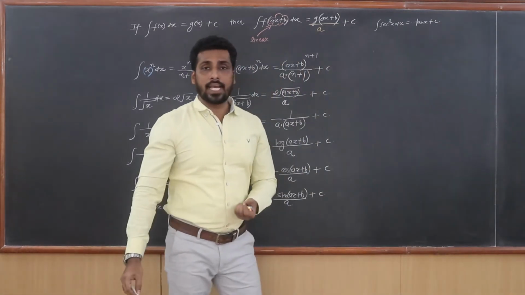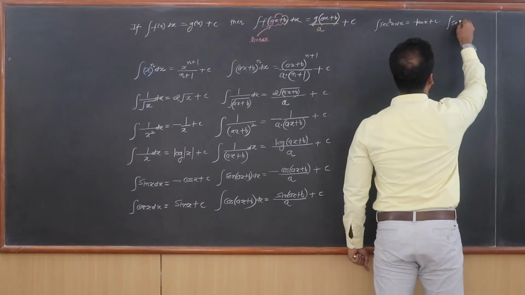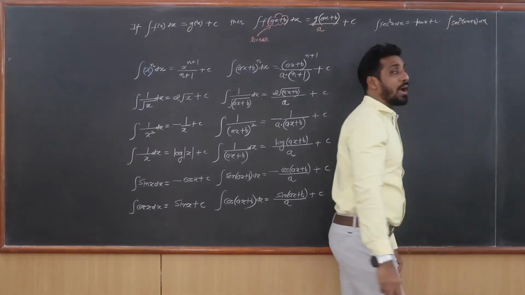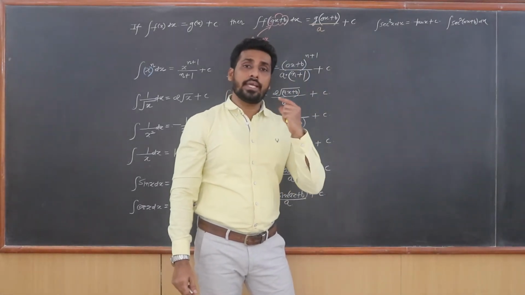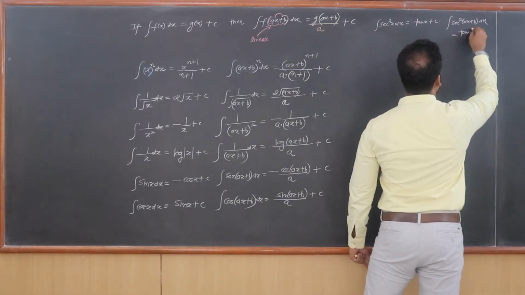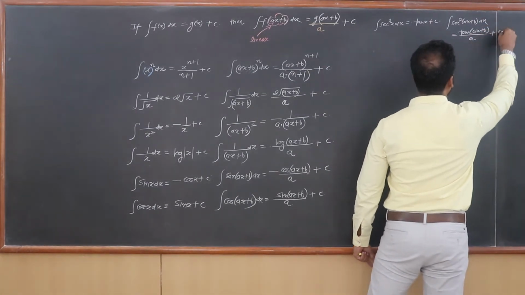Integration of sec square x dx was tan x plus c. So students, I can go ahead and write integration of sec square ax plus b. So did you observe what's happening here? We are simply replacing the variable x by a variable ax plus b. So what my answer is going to come? My answer is going to come tan of ax plus b upon a plus c.